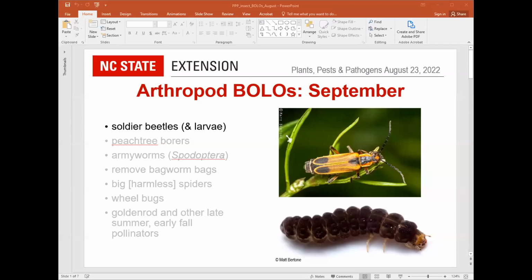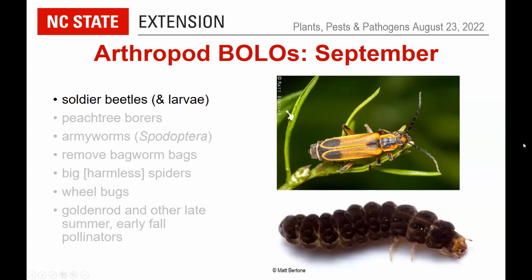So I have arthropod bolos for September. You may see some soldier beetles, these orange and black beetles out on plants and flowers, especially in the fall. You start to see a lot of them. Beginning in September, especially a little later in the early fall, you may start seeing the larvae crawling around on driveways and sidewalks. They're these velvety black larvae. Note that they are not pests; they are predators of other insects, and the adults are pollinators. They're just kind of scary looking, but they're not harmful in any way.